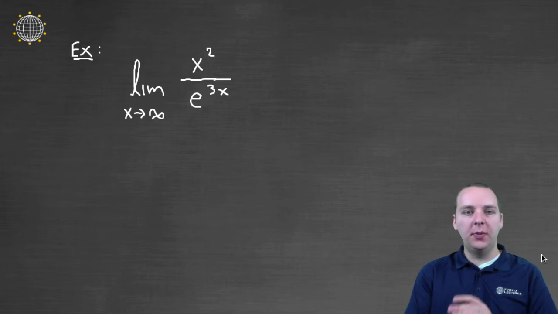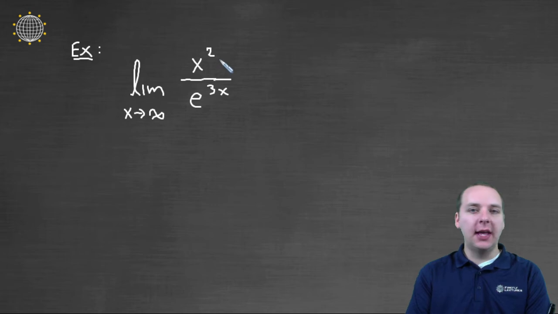All right, in this example, we're being asked to take the limit as x approaches infinity for x squared divided by e to the 3x. So this is an infinite limit because x is going to infinity. Let's see where these two functions are headed as the x's get larger and larger.